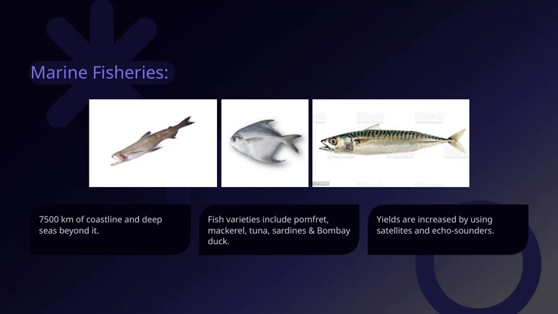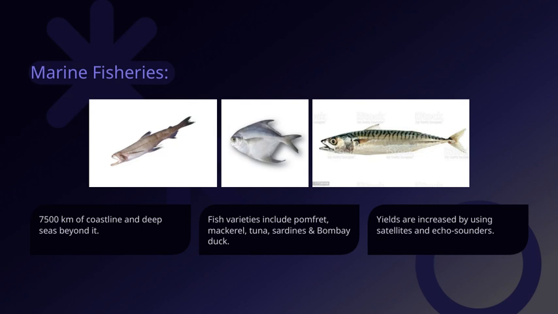India has an extensive coastline stretching about 7,500 kilometers, along with deep seas beyond it, which are vital for our fishing industry. When we talk about fish varieties, we see a rich diversity including pomfret, mackerel, tuna, sardines, and even Bombay duck. These species form the backbone of our marine fisheries and support millions of livelihoods.